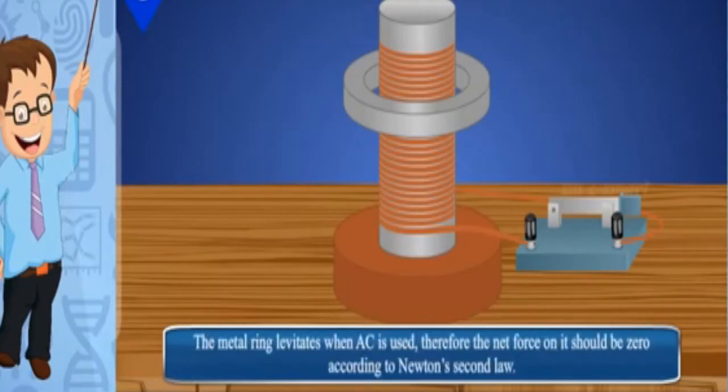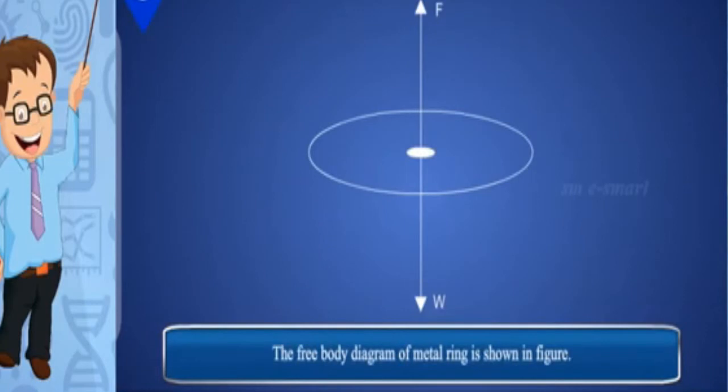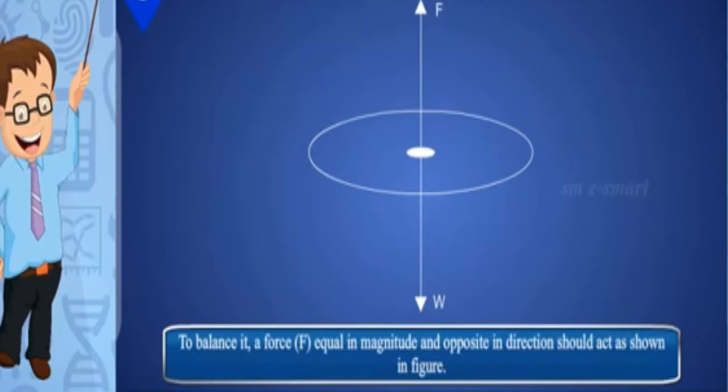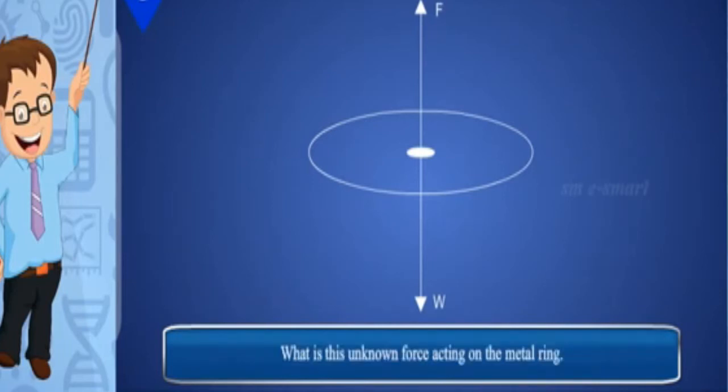The metal ring elevates when AC is used. Therefore, the net force on it should be zero according to Newton's second law. The free body diagram of the metal ring is shown in the figure. Weight W acts down. To balance it, a force F equal in magnitude and opposite in direction should act, as shown in the figure. What is this unknown force acting on the metal ring?